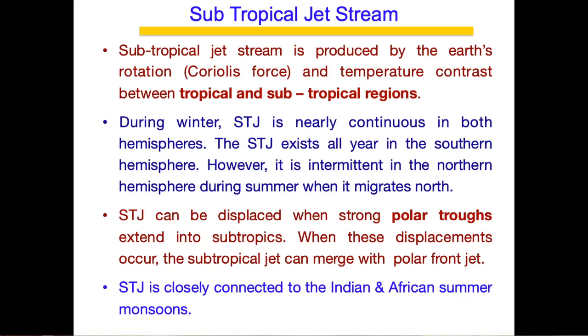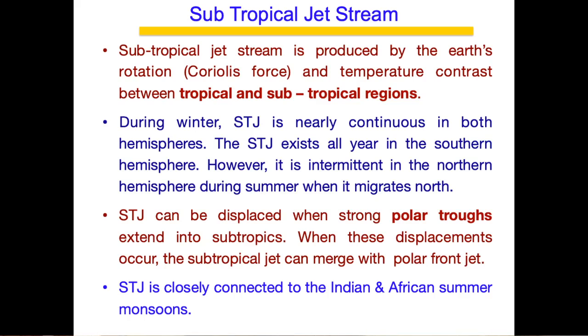So let us get a little bit deeper. Subtropical jet stream: the production is the same mechanism, temperature contrast, Coriolis, and momentum transfer. During the summertime, it is continuous, in the sense that it doesn't break itself. Okay, so during summer it is continuous. During winter time, it can undulate.